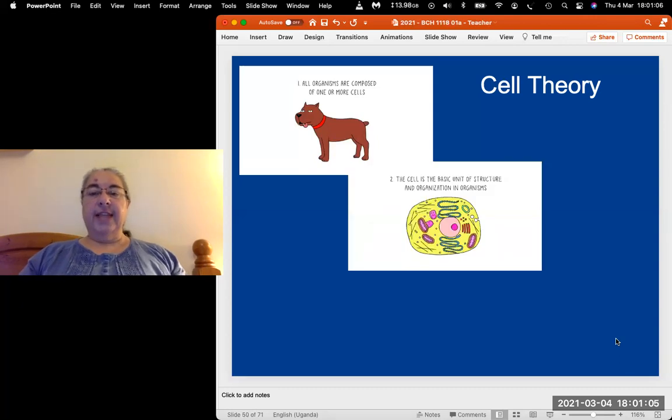The second part is the cell is the basic unit of structure and organization in organisms. So when we think of the way that an organism is organized, it's the cells of that organism that give that organization. So dividing an organism up into different organs, for instance, so heart or liver or muscle or brain, each of those different tissues or organs within an organism are made up of cells which give that particular organ its characteristic function.